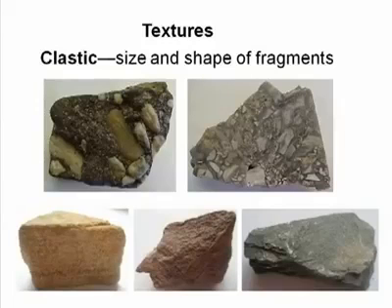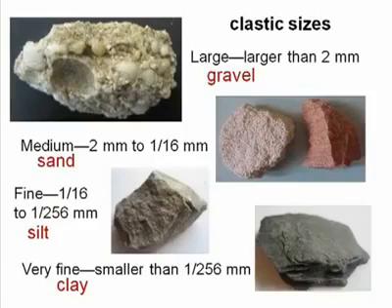The clastic texture is further differentiated by the size and shape of the fragments that are glued together. Clastic sizes have four classifications. Large contains many fragments larger than 2 millimeters, or what are considered to be gravel. Medium contains predominantly sand-sized pieces ranging from 2 millimeters to 1/16 of a millimeter. Fine contains primarily silt-sized fragments ranging from 1/16 millimeter to 1/256 millimeter. The smallest is very fine, composed of clay-sized particles that are smaller than 1/256 millimeter.